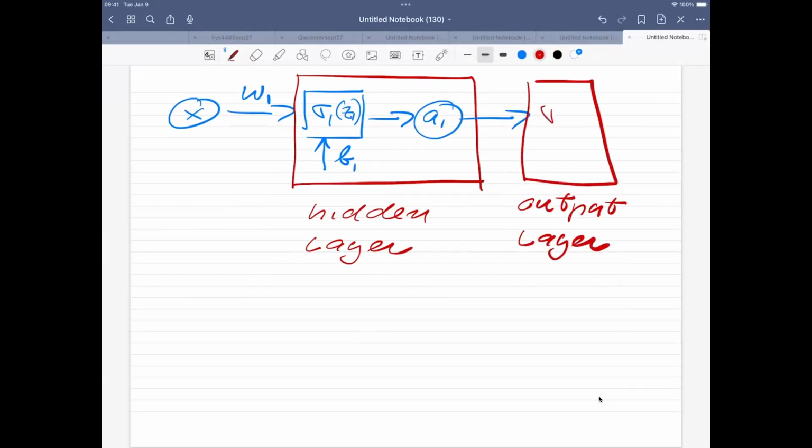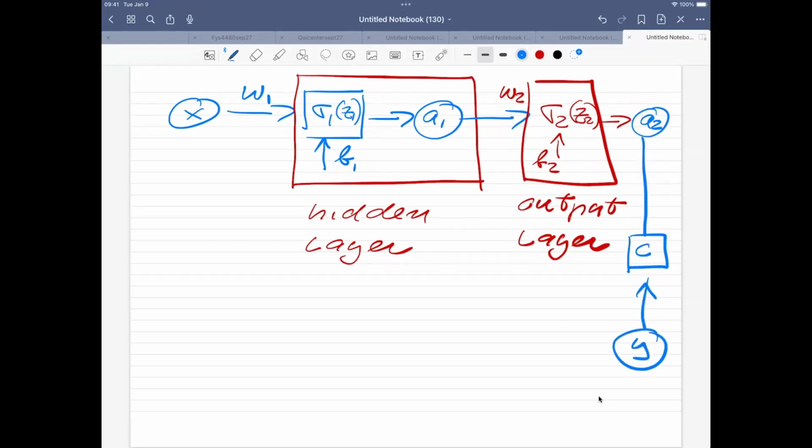And here again, there is a new function, which I call sigma 2 of Z2. And there are weights, W2 here. There is a bias of B2. And finally, this produces a final output, which I'm going to call A2. And this goes into the cost function, which then receives the output I want to compare with. So this is a scalar quantity. There is nothing which hinders you now to replace these with more than one node in the hidden layer. Now there's only one node here in the hidden layer.